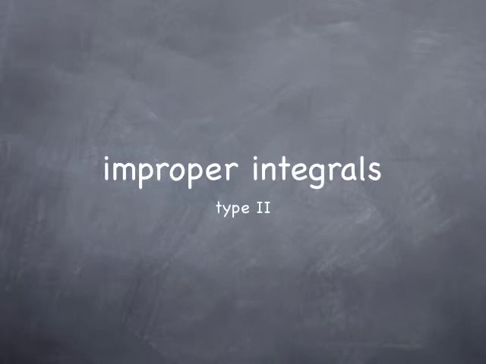Now we are going to look into another kind of improper integrals that we will refer to as type 2 improper integrals. And to illustrate what it is, let's start with this definite integral of 1 over x between -2 and 1.